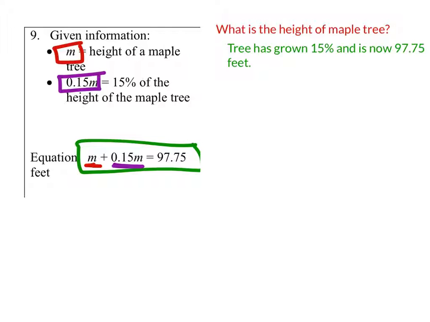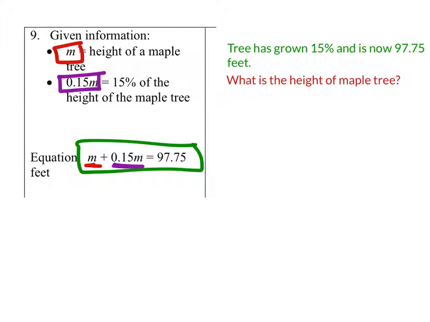And then, of course, we have the question up in count, right? Maybe more helpful to move this down right count. A maple tree has grown 15% and is now 97.75 feet. What is the height of the maple tree? You could say, what is the original height? When I added 2 M's, would it be 1.15?